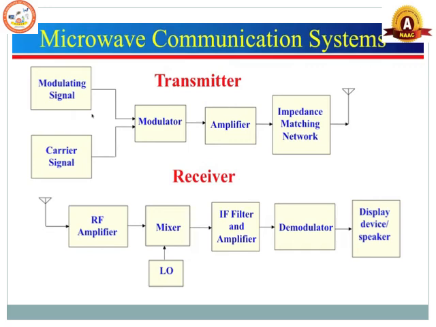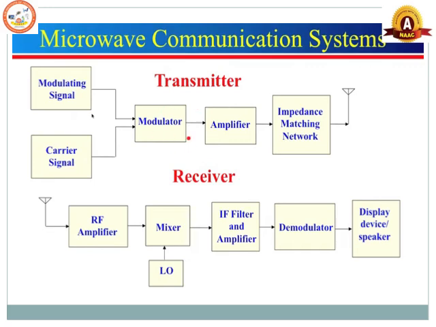This is a diagram of a microwave communication system. It has both a transmitter section and a receiver section. In the transmitter section, we have the modulating signal as well as the carrier signal. As we have learned in communication, the basic communication system has a modulator. In order to convert the low frequency signal into a high frequency signal, I need to modulate. So we have a modulating signal, a low frequency signal, and a carrier signal, a high frequency signal.